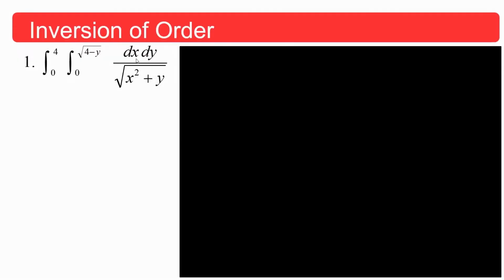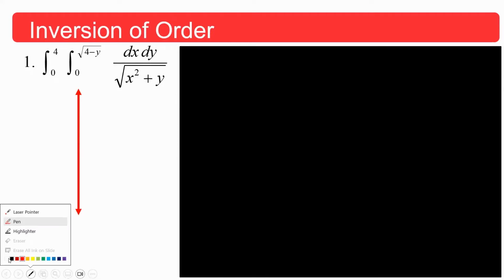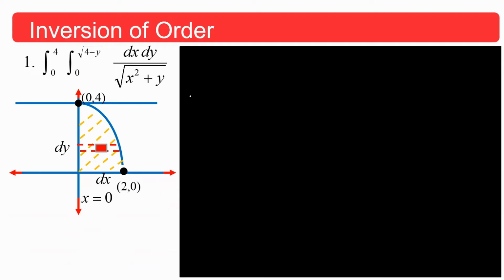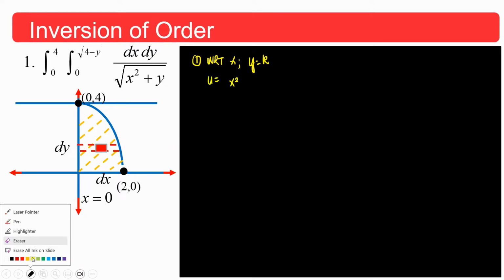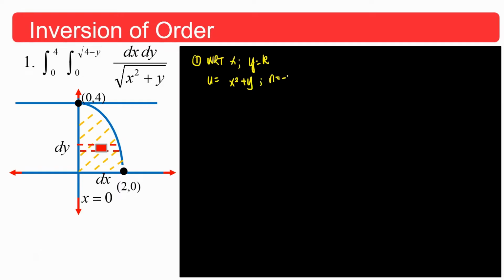For the inversion of order, it's first with respect to x, right? So let's see that. You know that this one will be with respect to x, because x is the first term there. Therefore, if that's the case, y is constant. So if y is constant, what is the u? x squared plus y, potentially its power formula. So n is negative 1/2. If y is constant, that means this one would be 0. The differential of u is simply 2x dx.